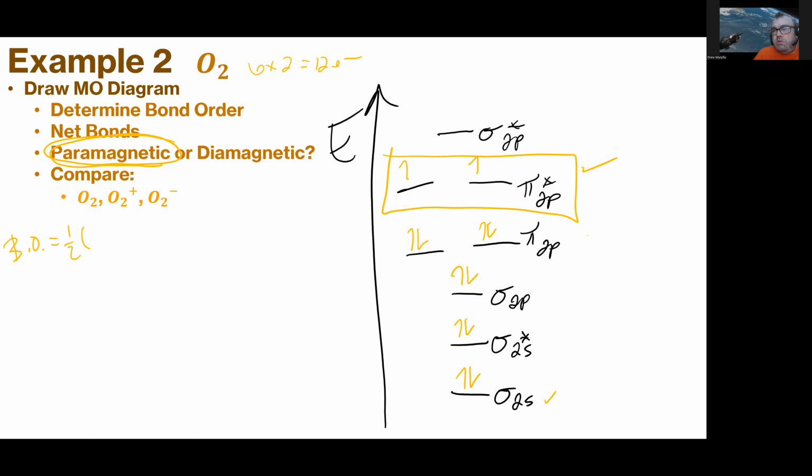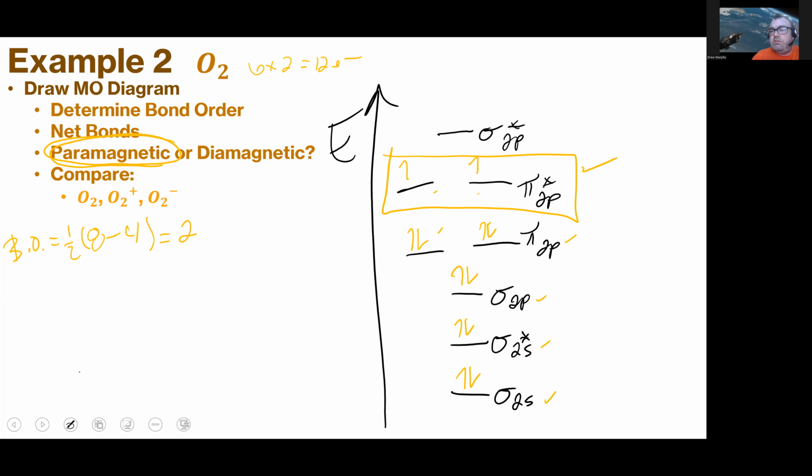1, 2, 3, 4, 5, 6, 7, 8 bonding. 1, 2, 3, 4 anti-bonding. 8 minus 4 is 4, divided by 2 is 2. So we expect a bond order of 2, which is what we see if we draw the Lewis structure. We expect 2. We don't see the unpairedness, but we see 2 bonds. Okay. Let's do our net bonds.